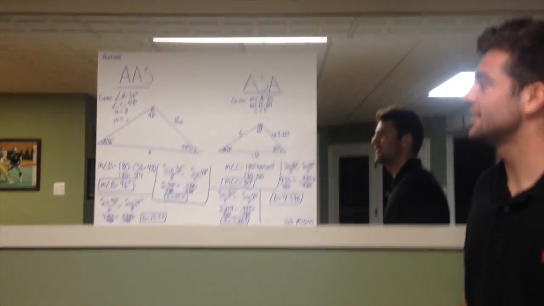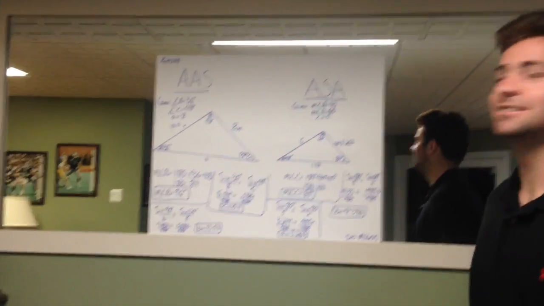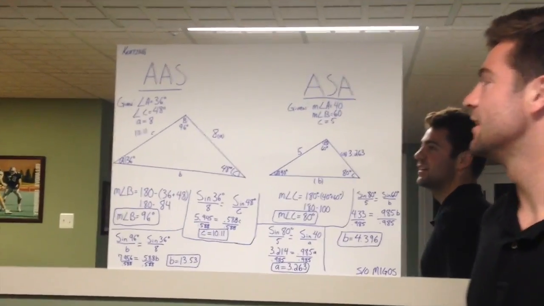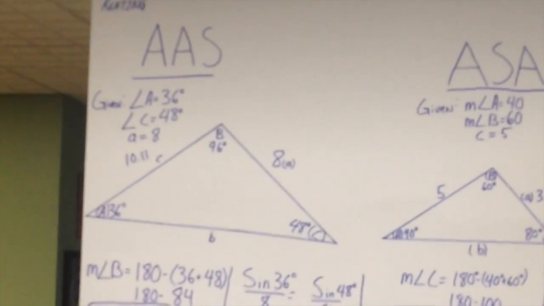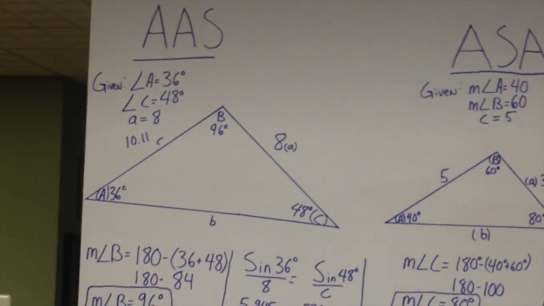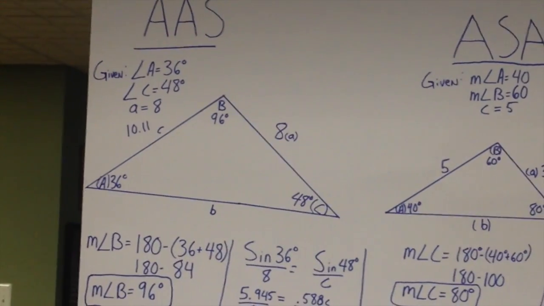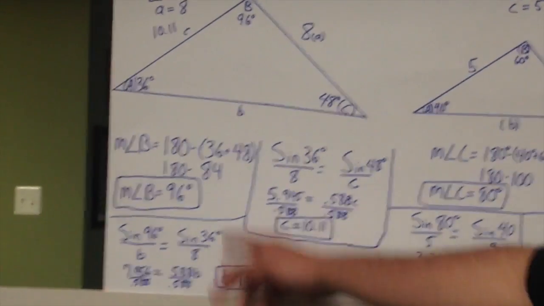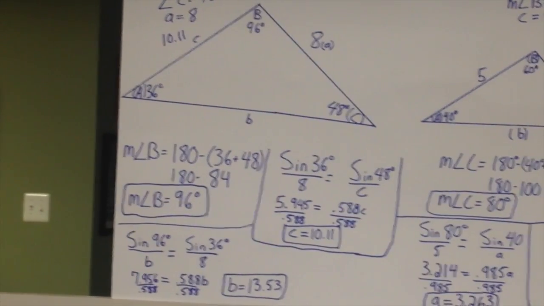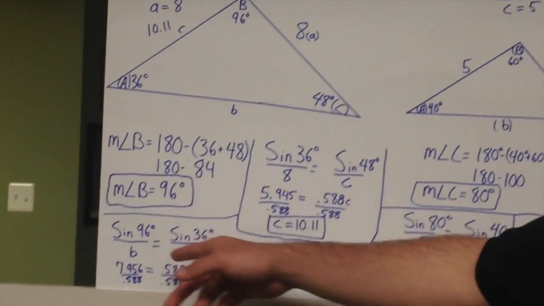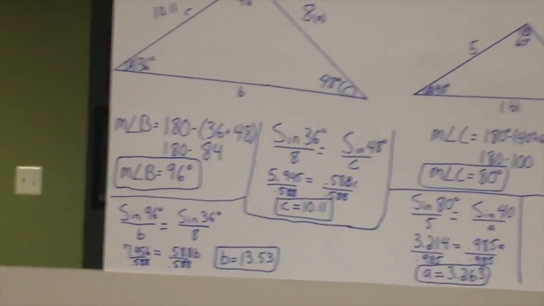Alright, we're going to start with angle-angle-side, and this one's pretty easy. The measurement of angle A is 36 degrees and the measurement of angle C is 48 degrees. Then they give you the side length A, and that's 8. Right off the bat, you can solve for the measurement of angle B, because the angles of the triangle add up to 180 degrees. So you add together 36 and 48 to get 84, and then subtract 84 from 180. Then the measurement of angle B is 96 degrees.